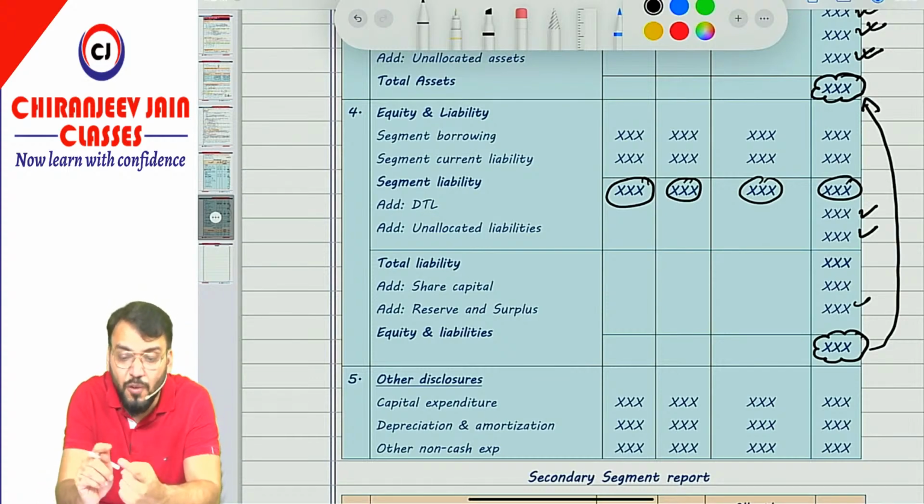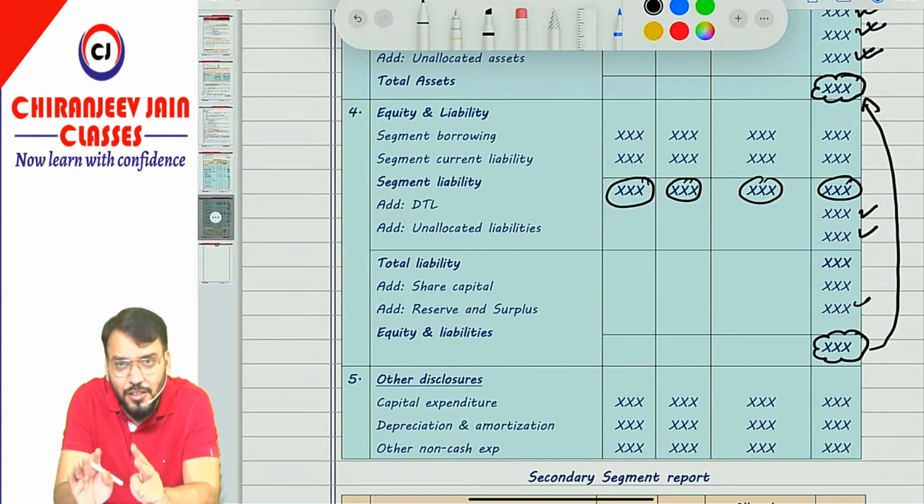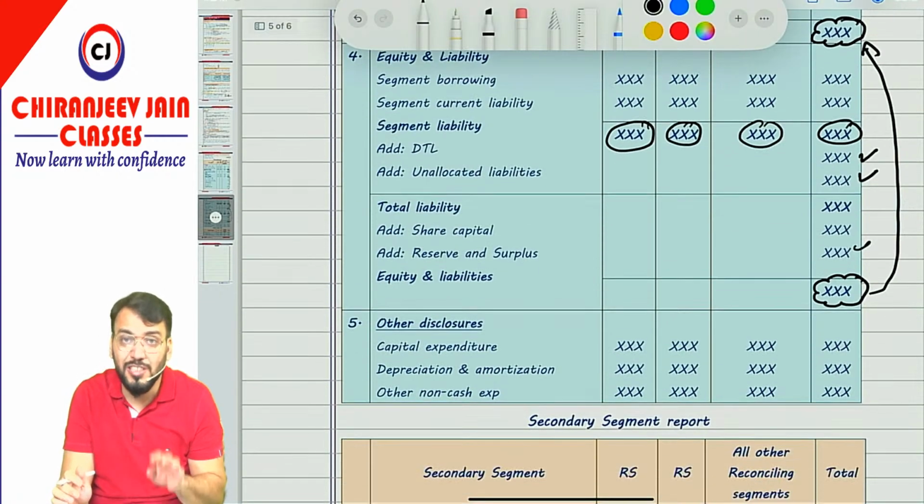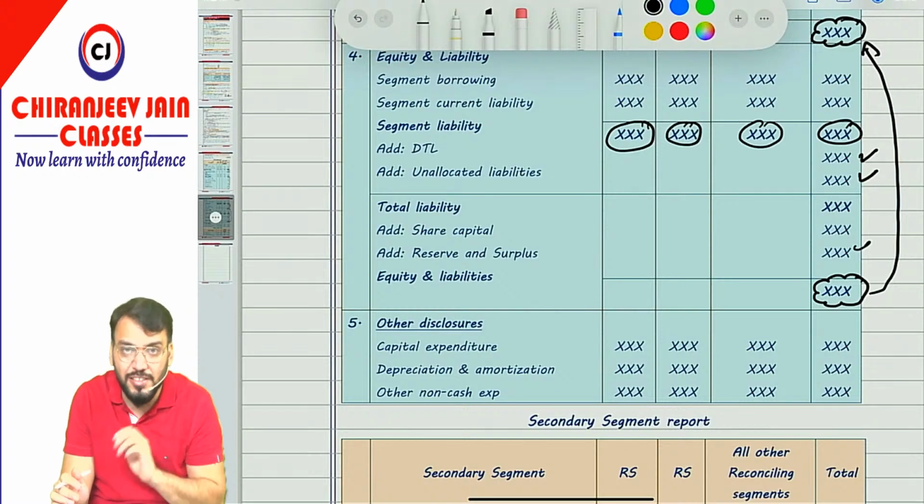So what are the four information we have done? Segment revenue, segment result, segment asset, segment liability. For that, reconciliation is also required. If information is given in a question, we reconcile it. Normally they will give reconciliation information also. Then after this, we'll also disclose three more information for which reconciliation is not required.